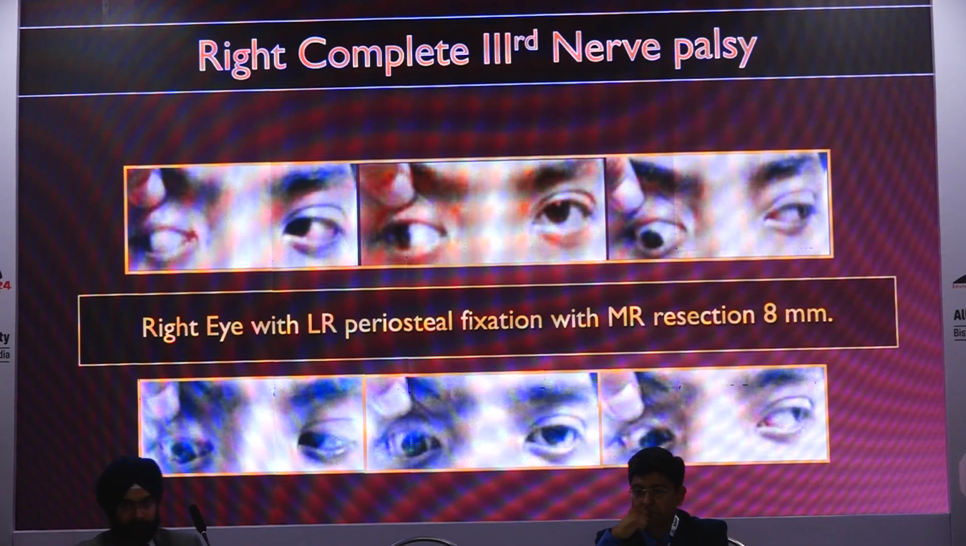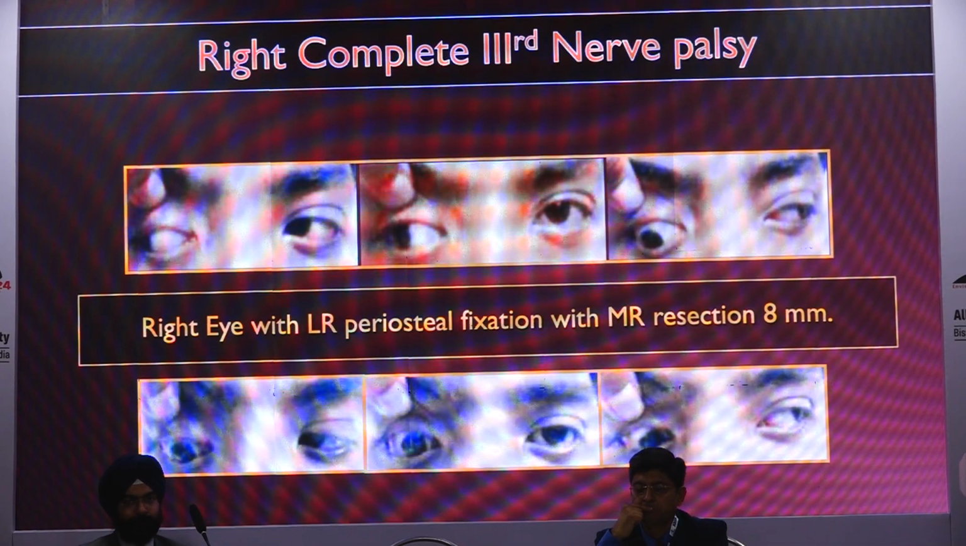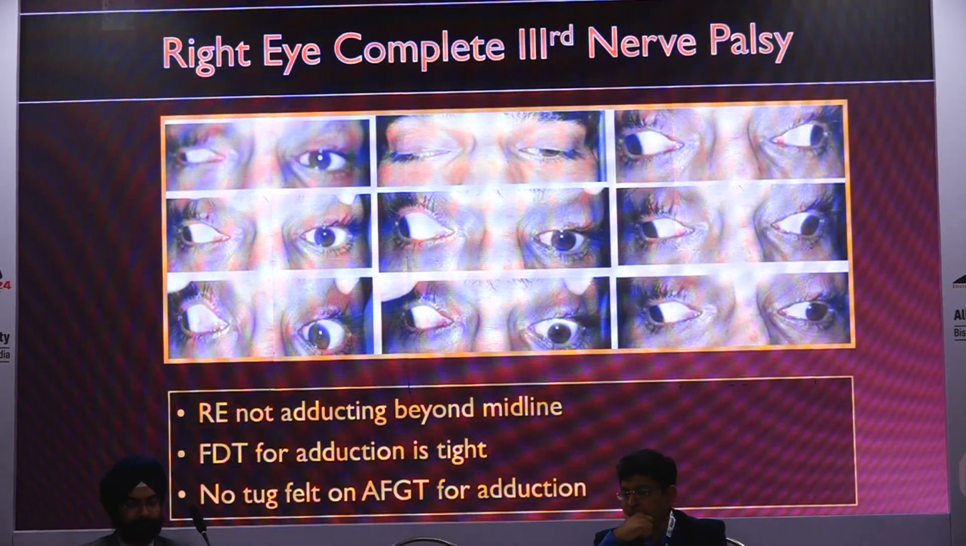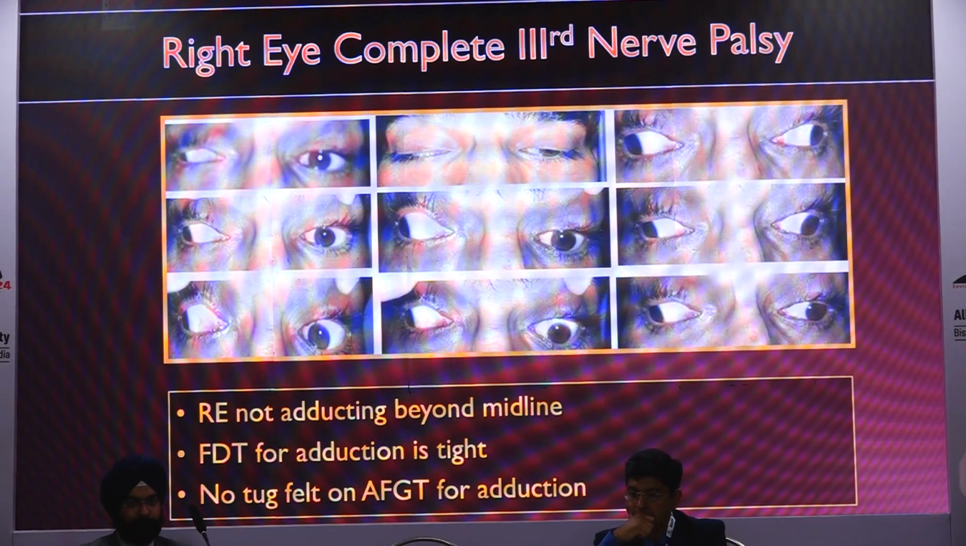So here is a case of right eye complete third nerve palsy, in which a lateral rectus periosteal fixation was performed with a medial rectus resection of 8 millimeters, and good alignment was achieved in the post-op period. But if there is no force in the medial rectus, resection will not be able to help.